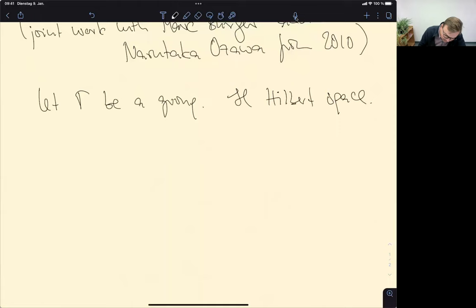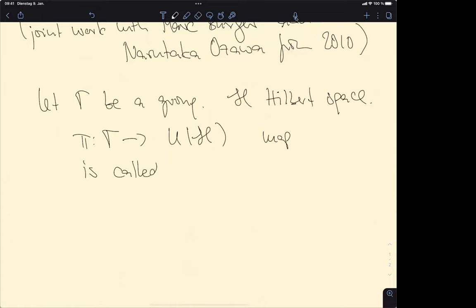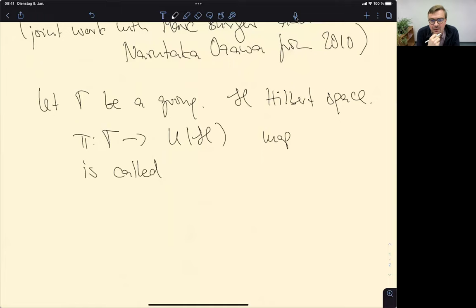And what I'm interested in is maps from gamma to U of H. So this is just a map of sets. Sorry, is it a real Hilbert space or a complex Hilbert space? For the moment, it doesn't really matter, but I think I will be mostly interested in complex Hilbert spaces. I wouldn't know of any point where that was actually used. No, but good point. Okay, thank you.